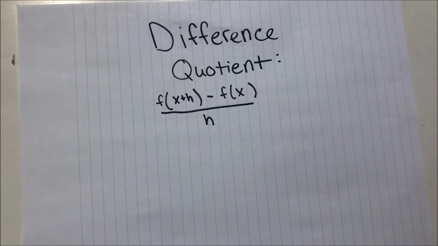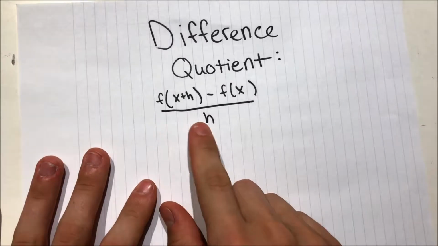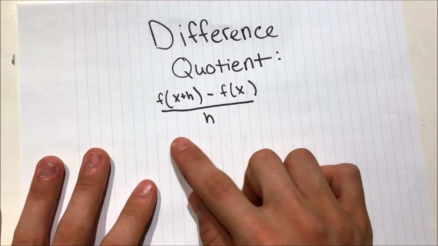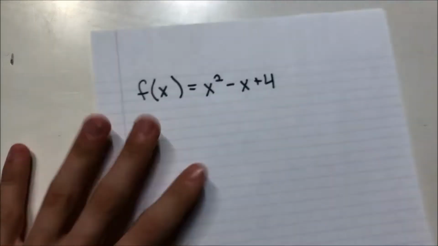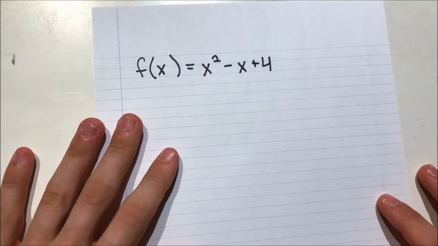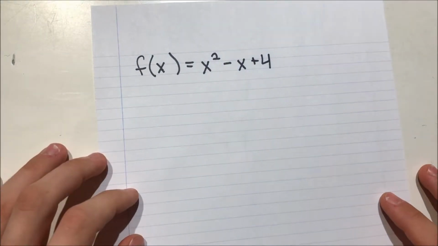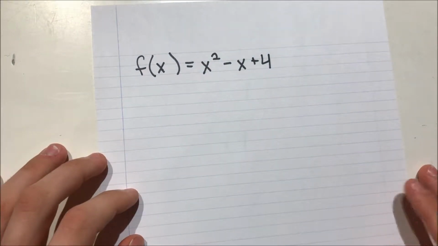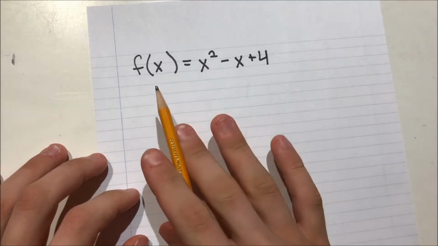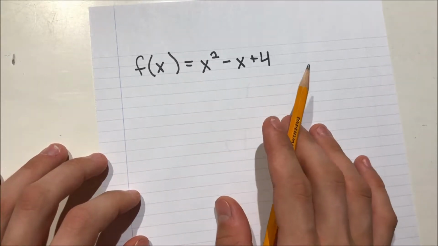So, as you can see, the difference quotient is f of x plus h minus f of x, all over h. We are going to demonstrate two problems. The first, we're going to use the A, B, and C method to demonstrate how that works. And the second, we're just going to skip to step C. So here is our f of x equals x squared minus x plus 4.